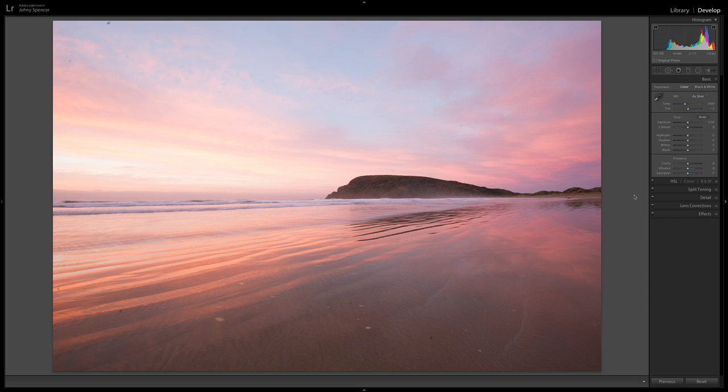Johnny here again, and this is part two of mastering the histogram in Lightroom. And you can see we're still working on the image here from Cannibal Bay.